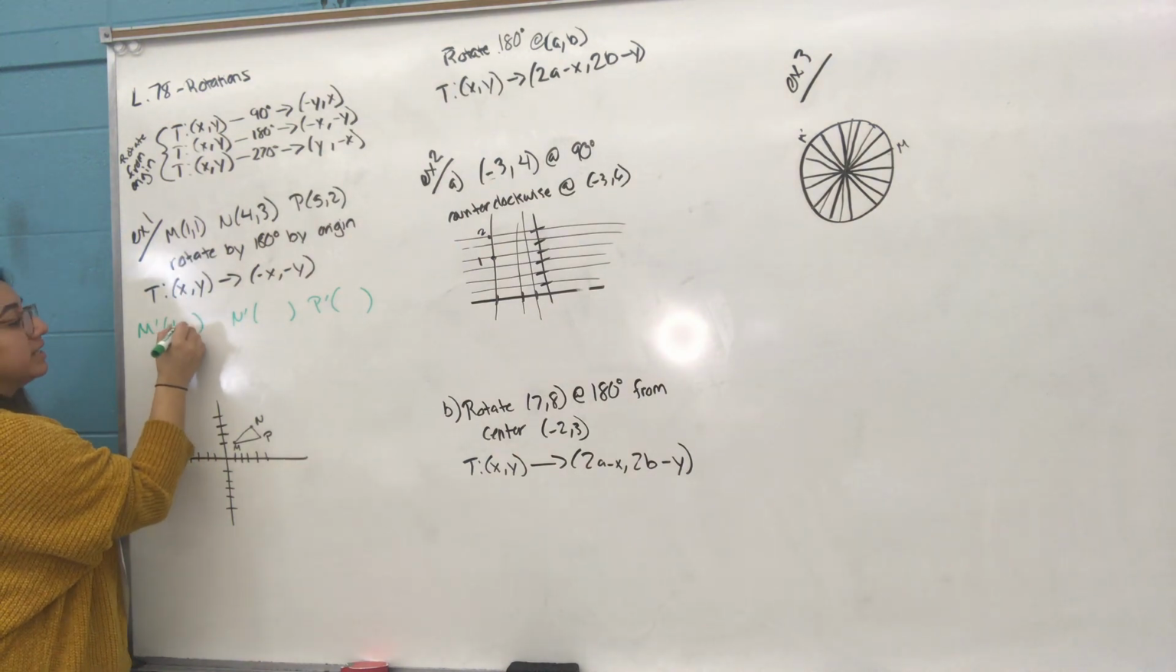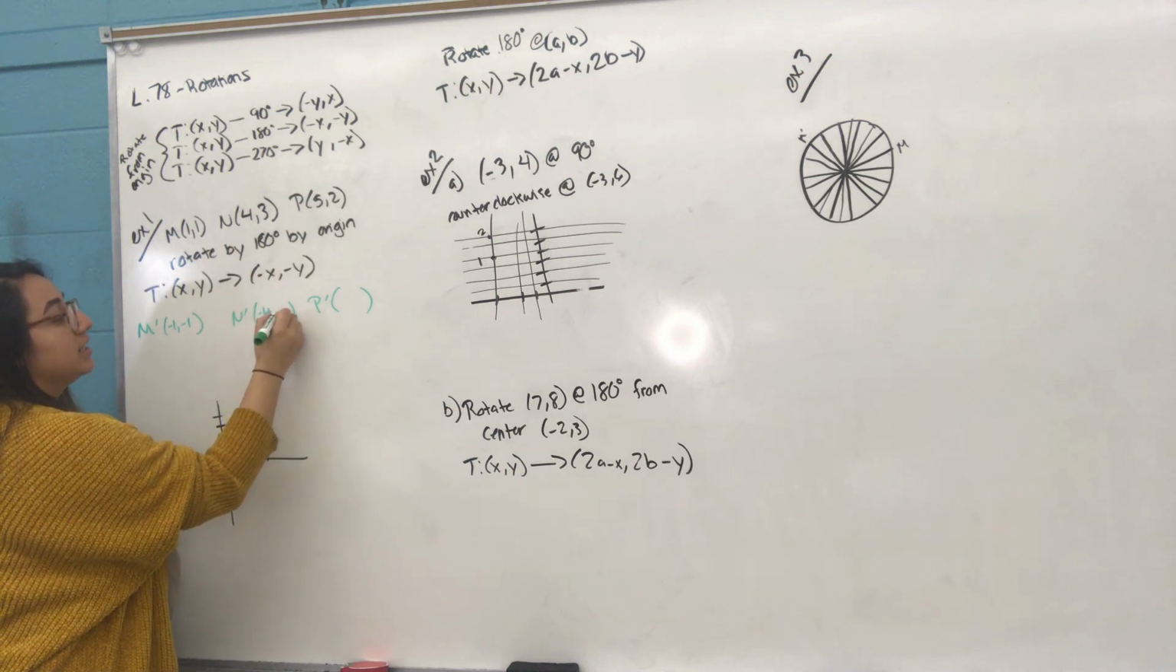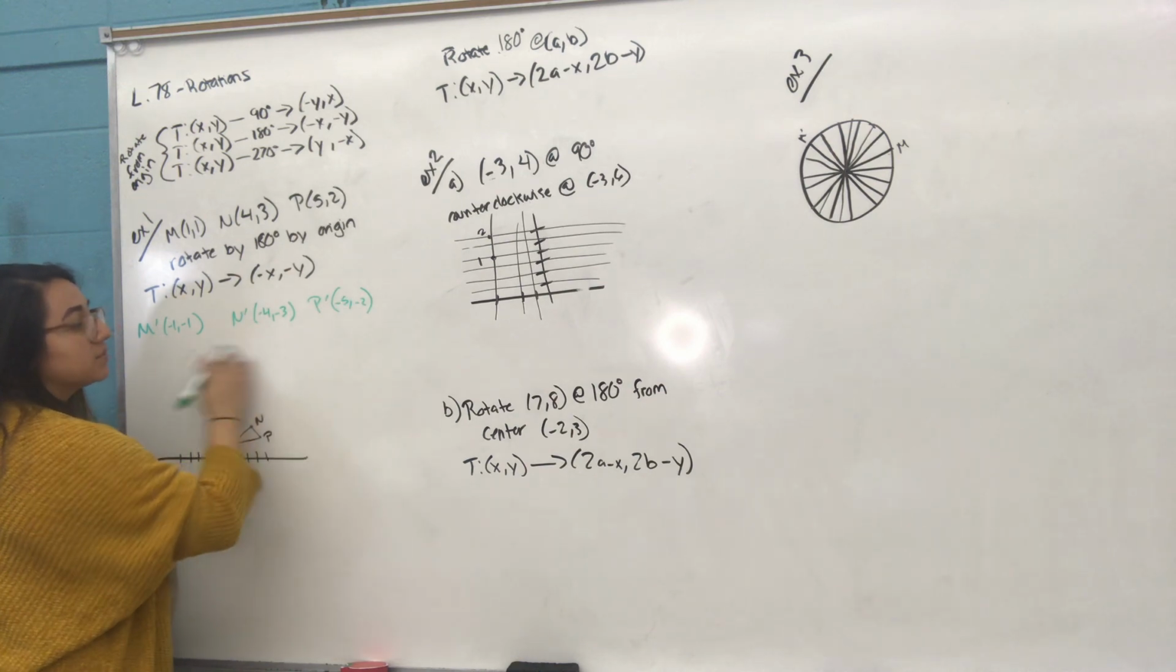So 1, 1 is going to be negative 1, negative 1. 4, 3 becomes negative 4, negative 3. 5, 2 becomes negative 5, and negative 2. And this is what your answer will be.